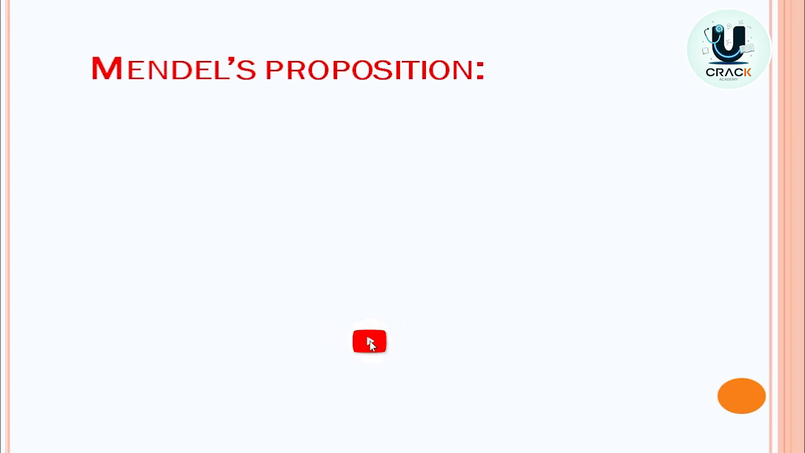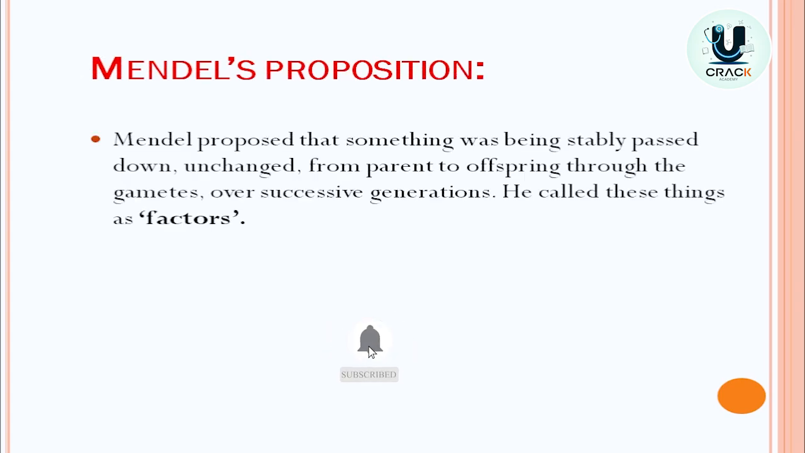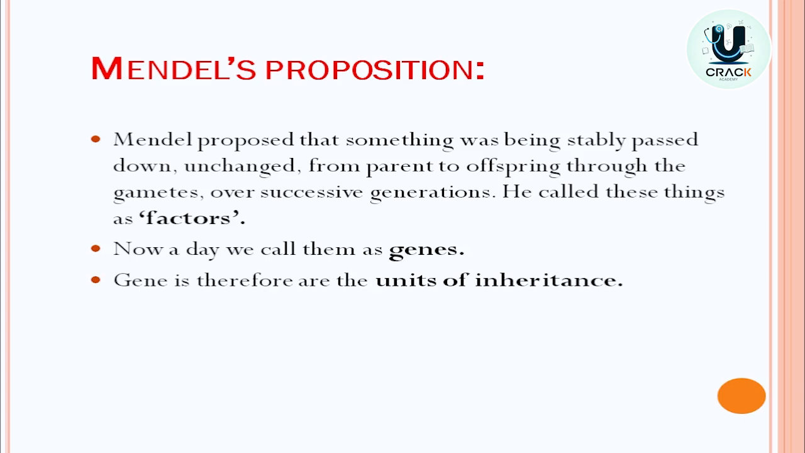Mendel's proposition: Mendel proposed that something is stably passed down unchanged from the parent to the offspring through gametes, over successive generations. He called these things factors. Nowadays, we call them genes. Gene is therefore the unit of inheritance.